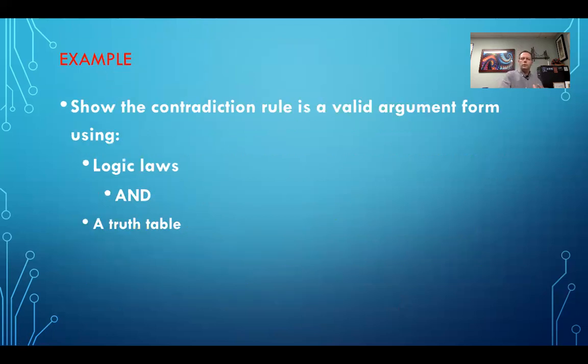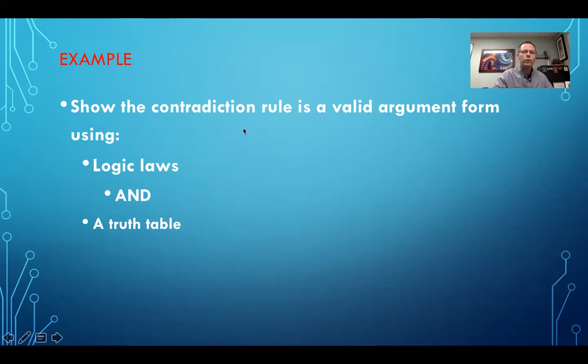All right. We love proofs. We love showing that we have valid argument forms. And I'll show you two ways, using logic laws and then a truth table. Ultimately, you especially need to be able to make a truth table, although we do use some logic laws to do some proofs, two proofs in the homework, so that's fun too.